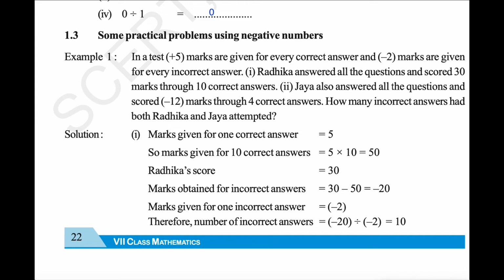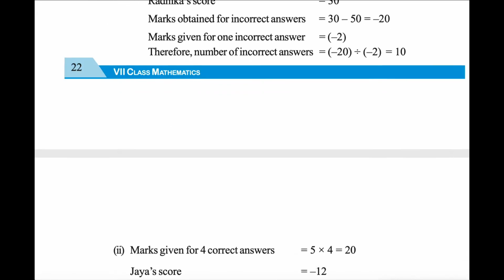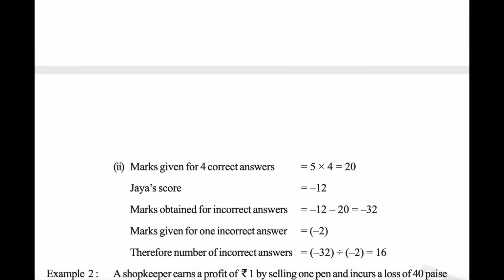She also answered all the questions. Scored minus 12 marks through 4 correct answers. 4 correct answers means she must get 20 marks. Okay, but how many marks she scored? She scored minus 12, so minus 32. Minus 32 she got as the negative marks. So 16 questions she answered incorrectly. 16 plus 10 is 26. Okay, total 26.